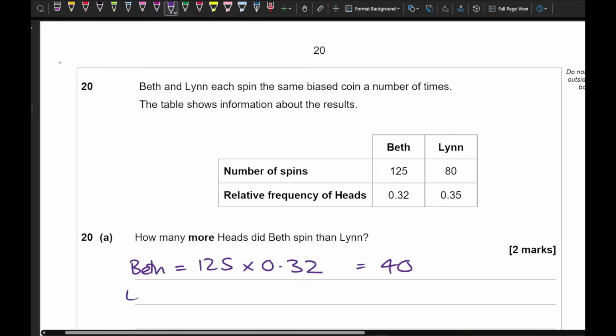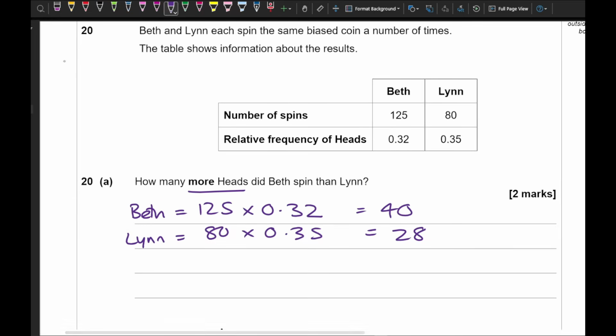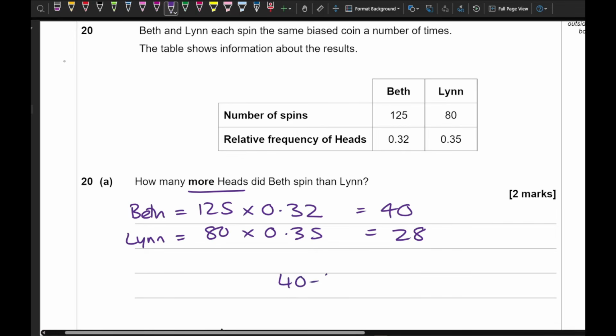And for Lynn, it's going to be 80 multiplied by 0.35, which gives me an answer of 28. Now the question is asking for how many more heads, so we want the difference. So that's going to be 40 minus 28, which gives me an answer of 12.